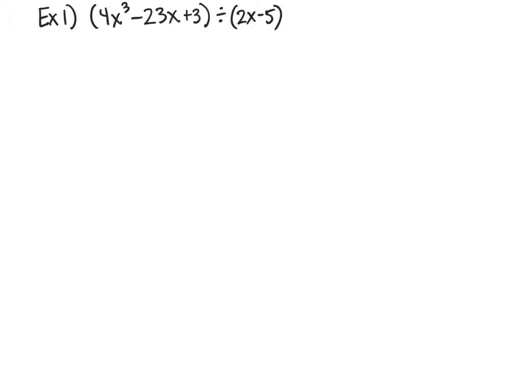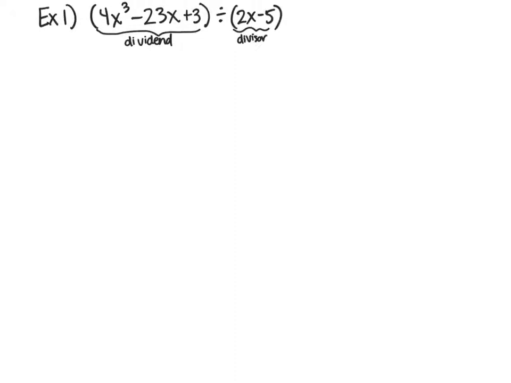So I first want to just name a couple of these parts. This first polynomial is the dividend. It is what the other polynomial will be dividing into. And 2x minus 5 is called the divisor.